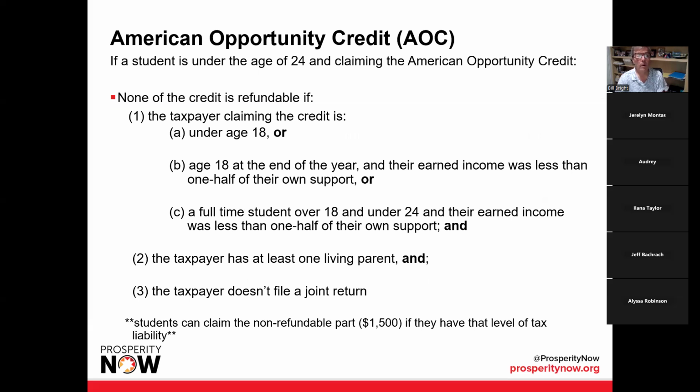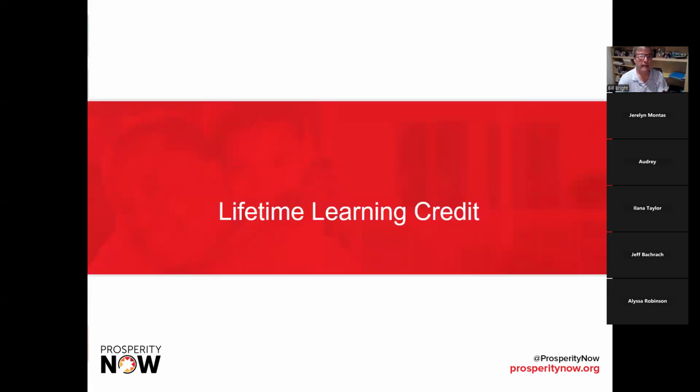Must be under 24. Again, none of the credit is refundable if the taxpayer or claimant is under age 18 or 18 in a year, earned income was less than half of his own support, et cetera. Again, students can claim the non-refundable part if they have the corresponding level of tax liability. Generally, we don't see that. The students we see are still being claimed by mom and dad.